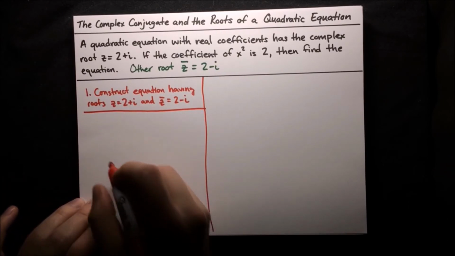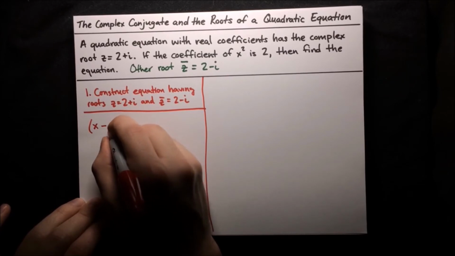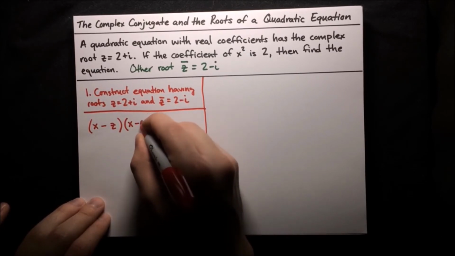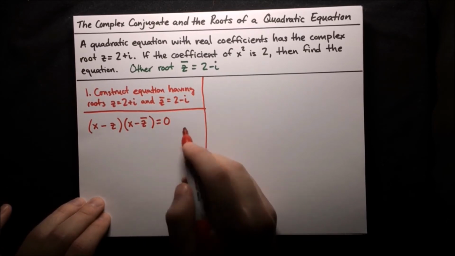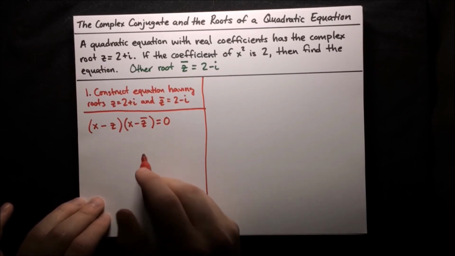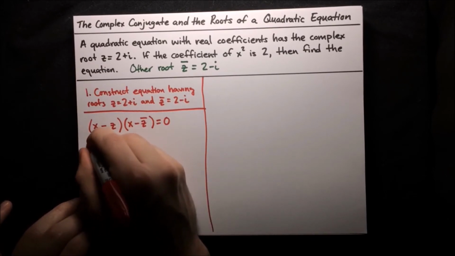So our equation will go like this. We'll have x minus the first root, so x minus z, and then times x minus z bar, the second root, is equal to 0. So each of these factors will give us these roots, and now we just have to go ahead and simplify this. So let's go ahead and plug in for z and z bar.